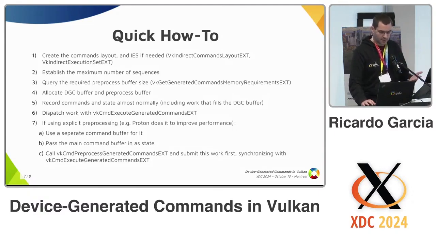Then you follow by recording the regular command buffer normally, and you specify the state you will use for DGC in advance. This also probably includes some commands that dispatch work that fill the DGC buffer somehow. And finally, you dispatch the indirect work by calling vkCmdExecuteGeneratedCommands. Note that you will probably need a barrier to synchronize the previous writes of the DGC buffer with indirect command reads. You can also do explicit preprocessing, but I won't go into any detail here.